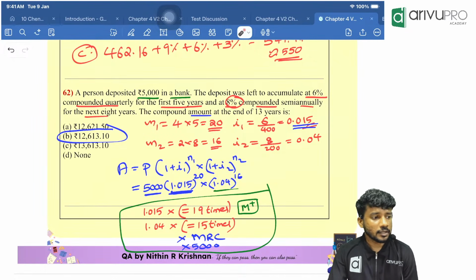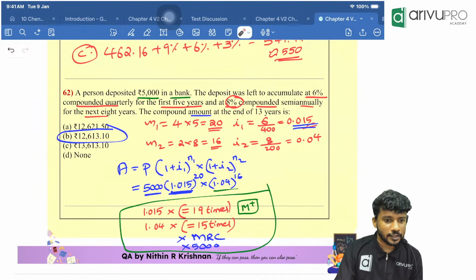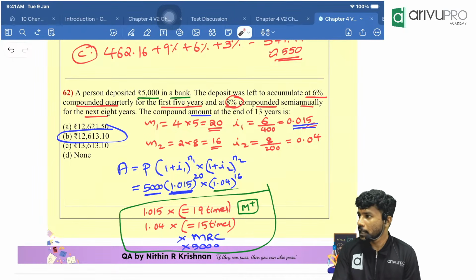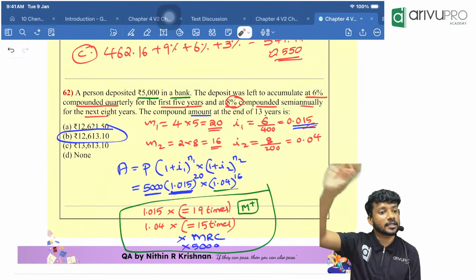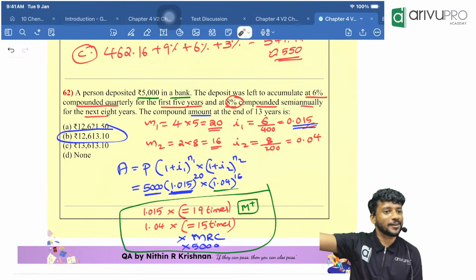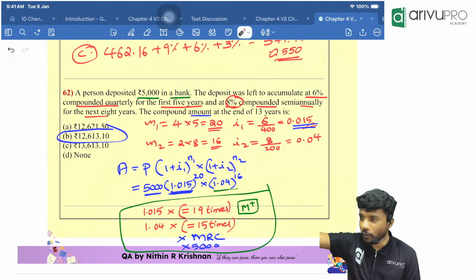Yes, Rakshana, Apneya, got it? Rakshana, you got it? Yes. Sure? If so, this particular type is over.